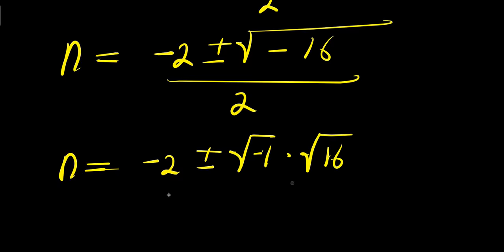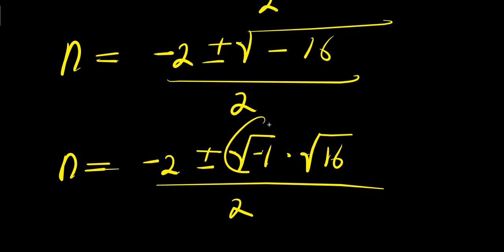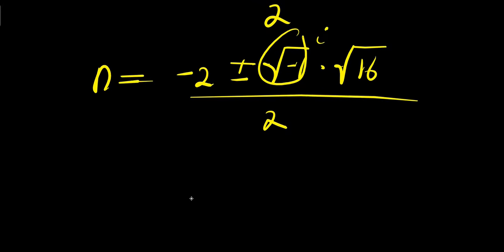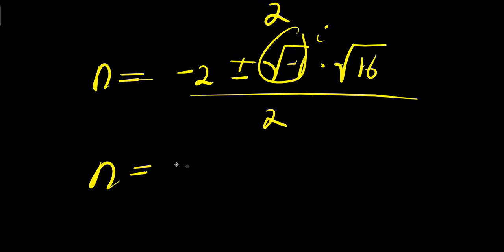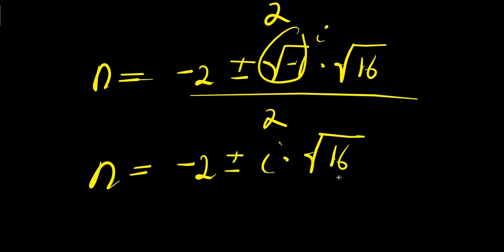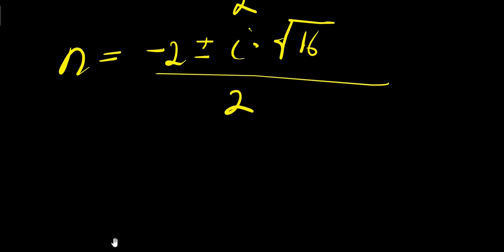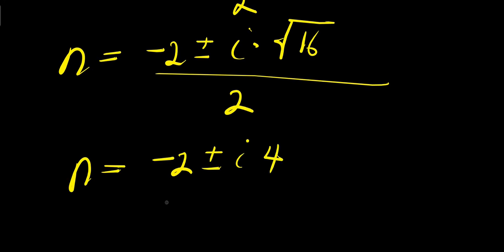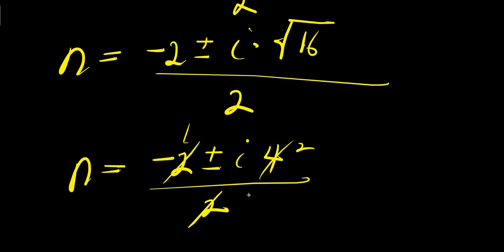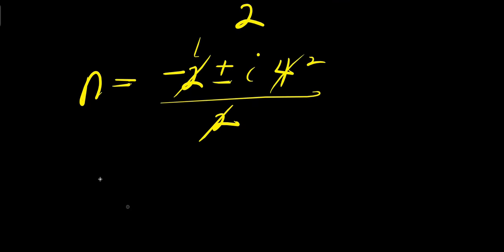times square root of 16, divided by 2. This alone will give us i. So from here we have n equals negative 2 plus or minus i times square root of 16, divided by 2. Square root of 16 is 4, divided by 2 is 2. So from here we have n equals negative 1 plus or minus i times 2.